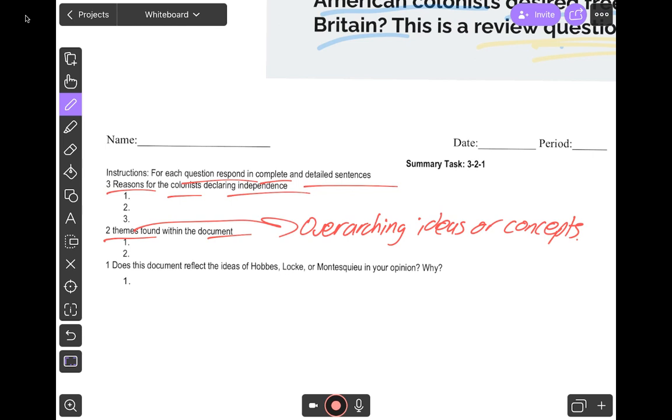And then the last question, does this document reflect the ideas of Hobbes, Locke, or Montesquieu in your opinion, and why? So you're choosing one of those philosophers we studied previously, and you're trying to make that clear connection, all right? This philosopher's ideas are seen in the Declaration of Independence because, all right, the why is really where we're getting credit here. You need to explain that connection, make it a clear point for why you are choosing that philosopher.